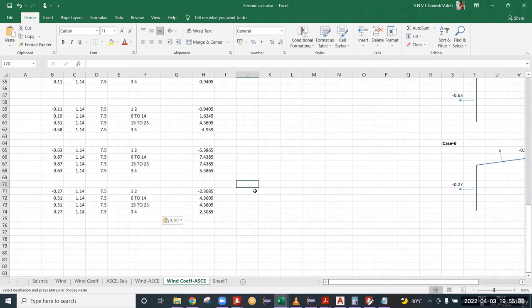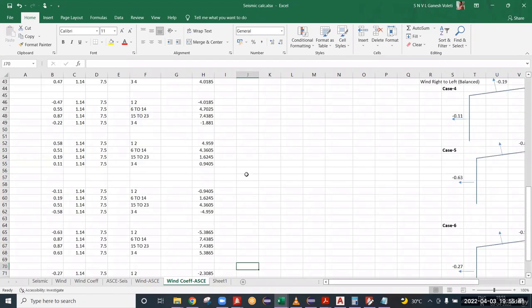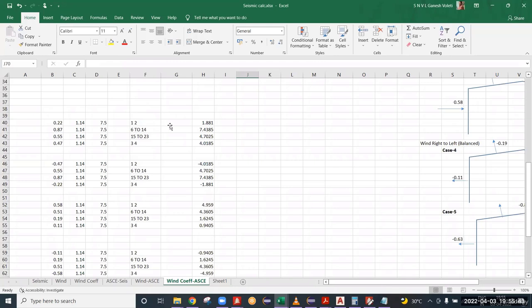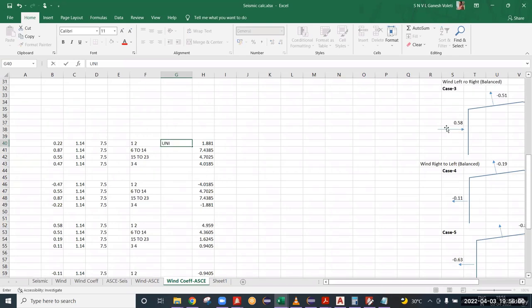This Excel makes your work easier. That is why I'm using Excel for all these things. You are applying UDL right here. That is why I'm going to take uniform. If you observe here, this is the global X direction, UNI GX. Direction no need to mention; the sign conventions will already come here.